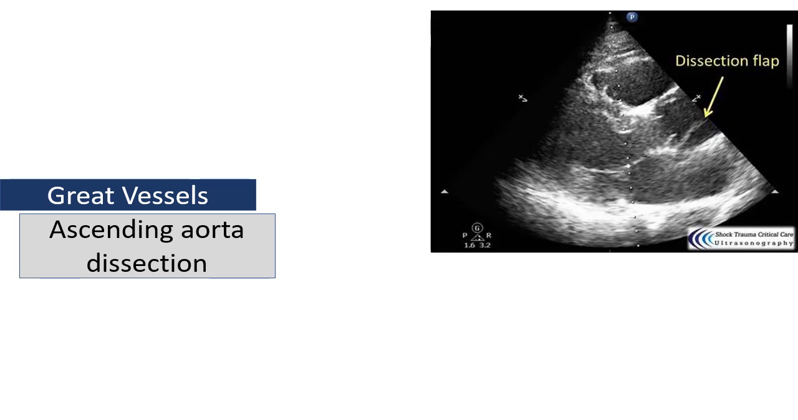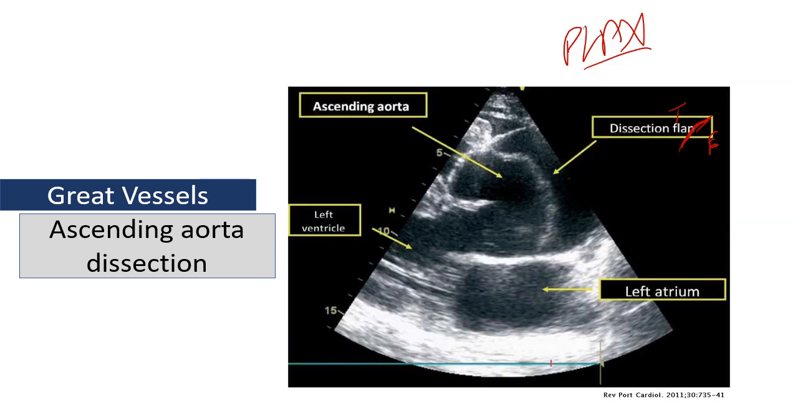Another example for pathology regarding the aorta is the presence of dissection, and here you can identify the presence of a dissection flap. This is a parasternal long axis view, and this is the dissection flap with this true lumen and this false lumen. This is another example of markedly dilated ascending aorta. This is a parasternal long axis view also, and this is the aortic valve, and this is a dissection flap.